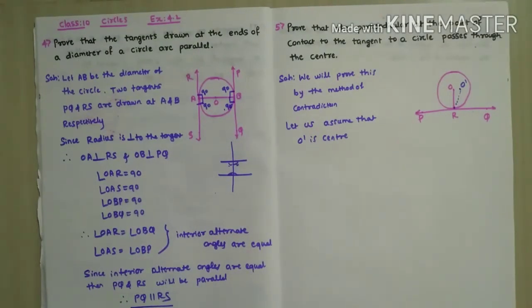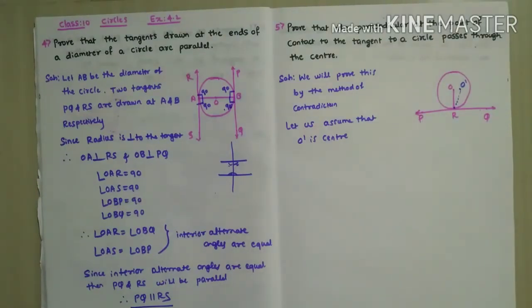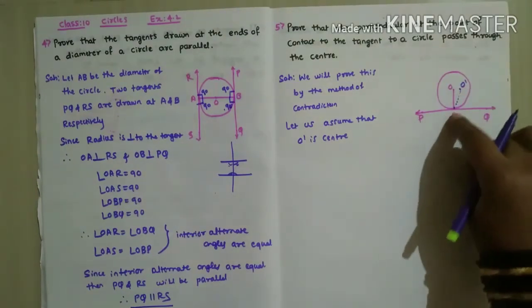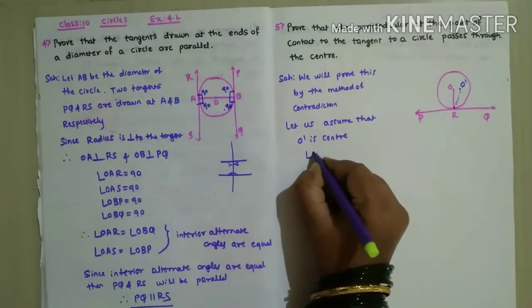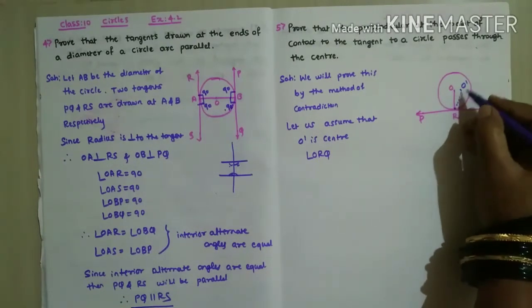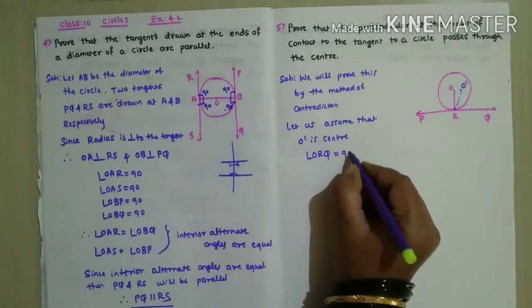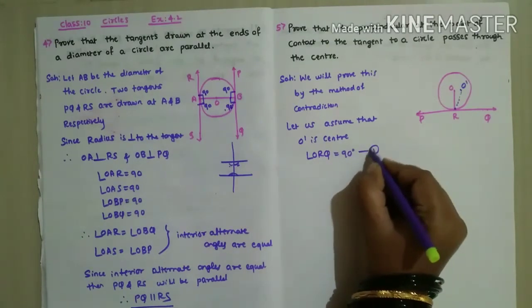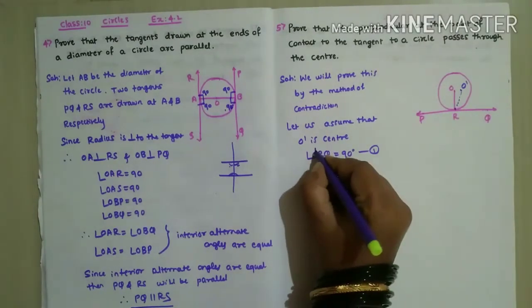O dash is the center means OR is perpendicular to PQ. We know that, so ORQ is also 90 degrees. We should write ORQ, as PQ is always a tangent. This O dash R is also a radius. So ORQ is also 90 degrees. We should write this is 90 degrees, and take this as equation 1. And already we know that ORQ. Sorry, this one you write as O dash RQ.